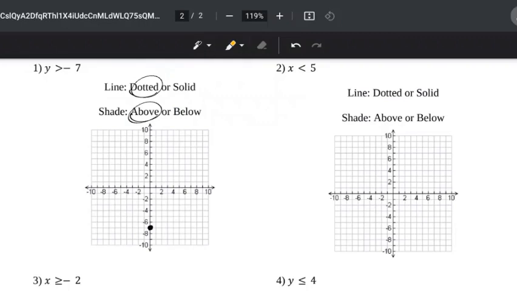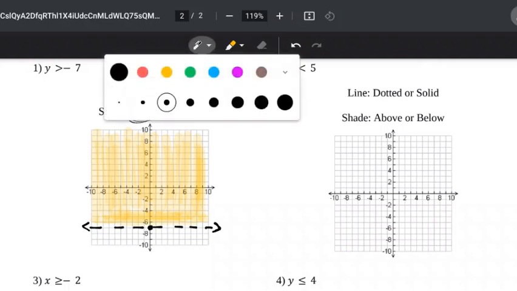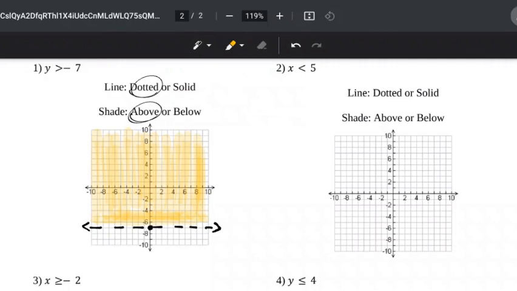Make sure you don't forget that detail because that does tell us information about our solutions for the graph. There we go, dotted line. And then now we have to shade above the line, so a lot of shading for us to do here. And there we go. There's our graphed horizontal line for y is greater than -7. Anything in that shaded region would be considered a solution, and anything on the line would not be considered a solution because we have a dotted line.